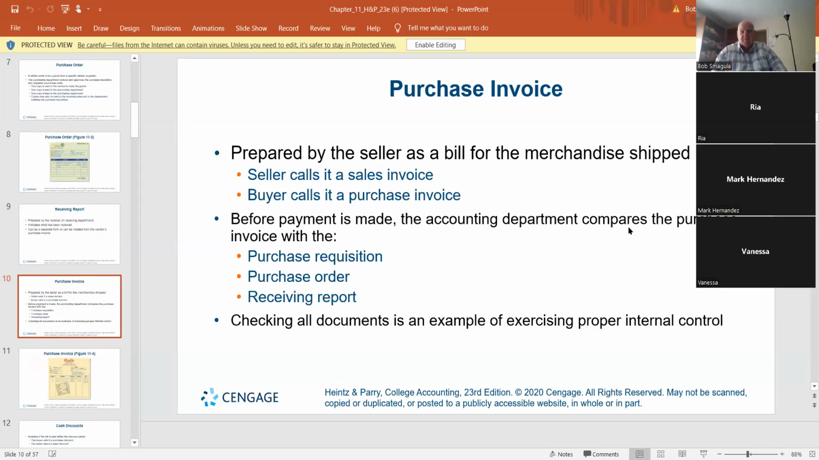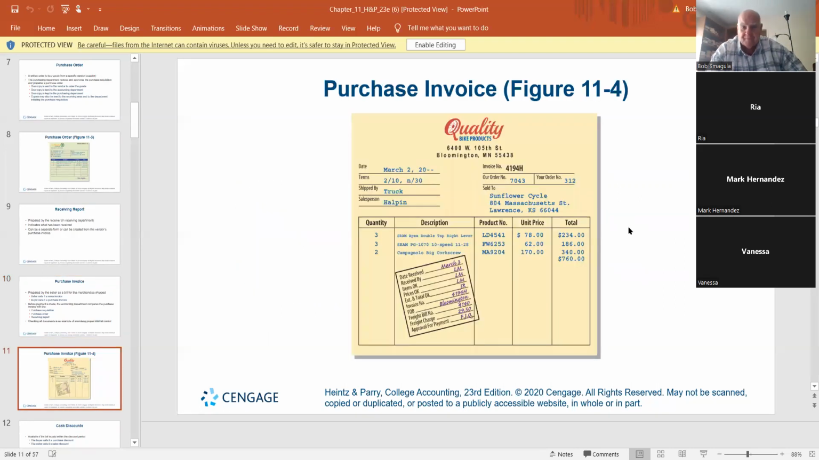Purchase invoice prepared by the seller as a bill for the merchandise shipped. Seller calls it a sales invoice. Buyer calls it a purchase invoice. Before payment is made, the accounting department compares the purchase invoice to the requisition, the purchase order, and the receiving report. Did we get the right item at the right price? Checking all documents, that's another example of internal control.